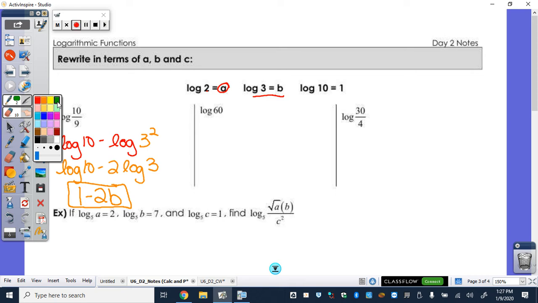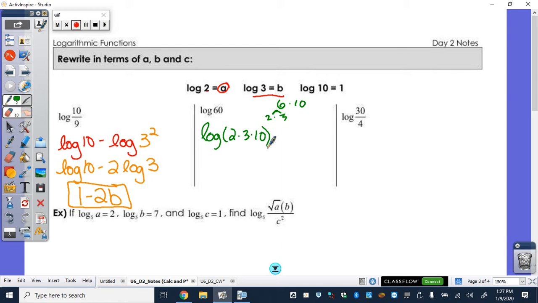All right, next one, 60. We got to first break apart 60, figure out what numbers multiply to give us 60 that we could actually use, because again, we have log 2, log 3, and log 10, so we got to use those numbers instead of 60. So what are two things that multiply to give us 60? 10 times 6, and then 6 breaks apart into 2 times 3. So the other way we could write 60 is that it's 2 times 3 times 10. Still equals 60. Just written in a different way.